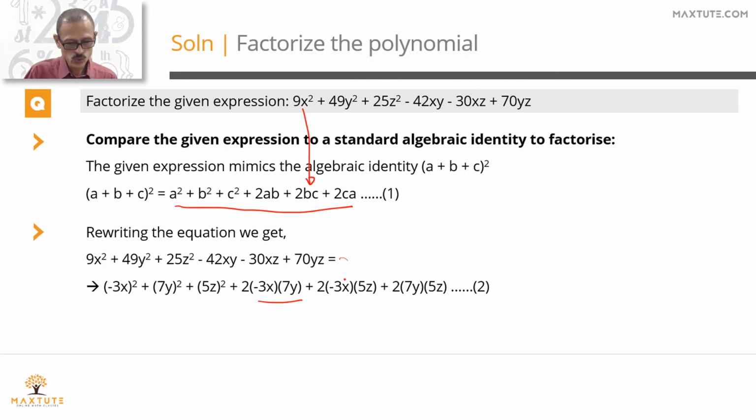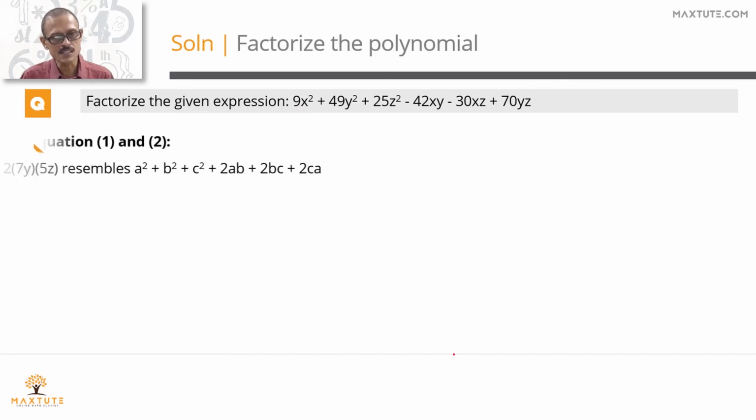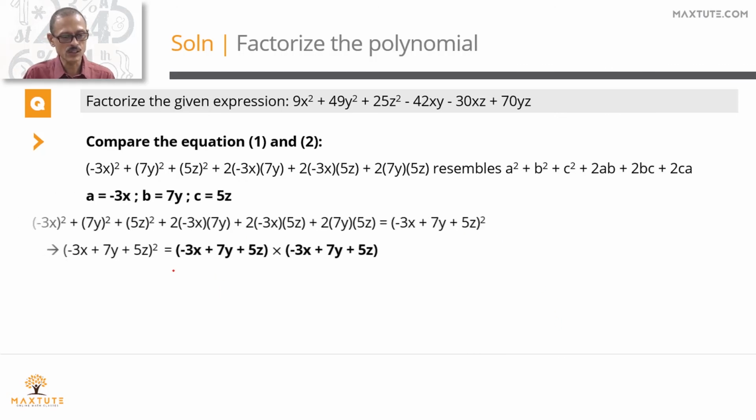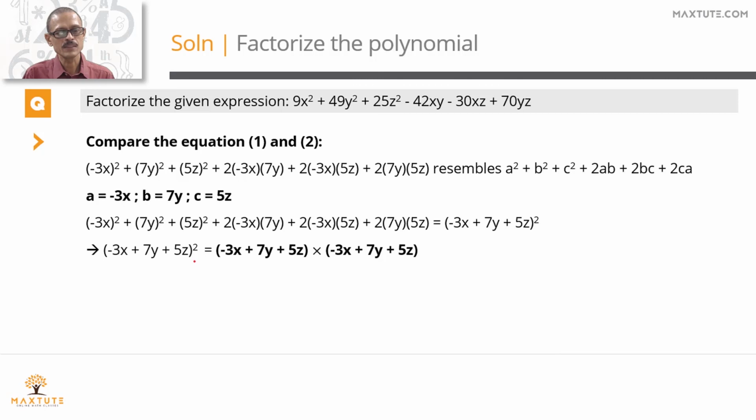So if these two are equal, the left hand side should also be equal. So we can rewrite this entire expression as minus 3x plus 7y plus 5z the whole square. If this is minus 3x plus 7y plus 5z the whole square, this translates to minus 3x plus 7y plus 5z times minus 3x plus 7y plus 5z. This is how the given polynomial factorizes.